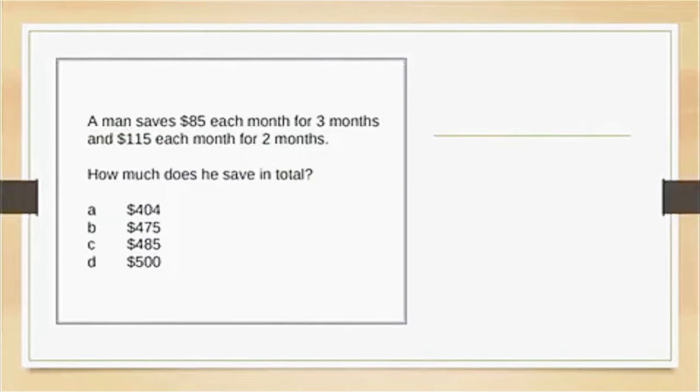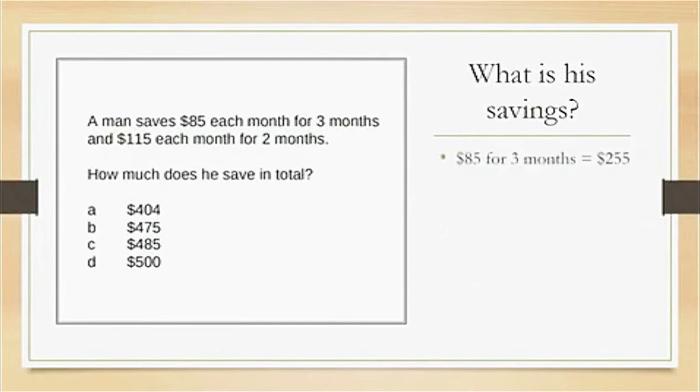Next question. A man saves $85 each month for 3 months and $115 each month for 2 months. How much does he save in total? So let's look. We want to figure out this man's total savings. He saved $85 for 3 months. You can do it 2 ways: 85 plus 85 plus 85, or 85 multiplied by 3 gives us 255. If you added it or multiplied it, you would get the same amount. So for the 3 months of saving $85, he has $255.